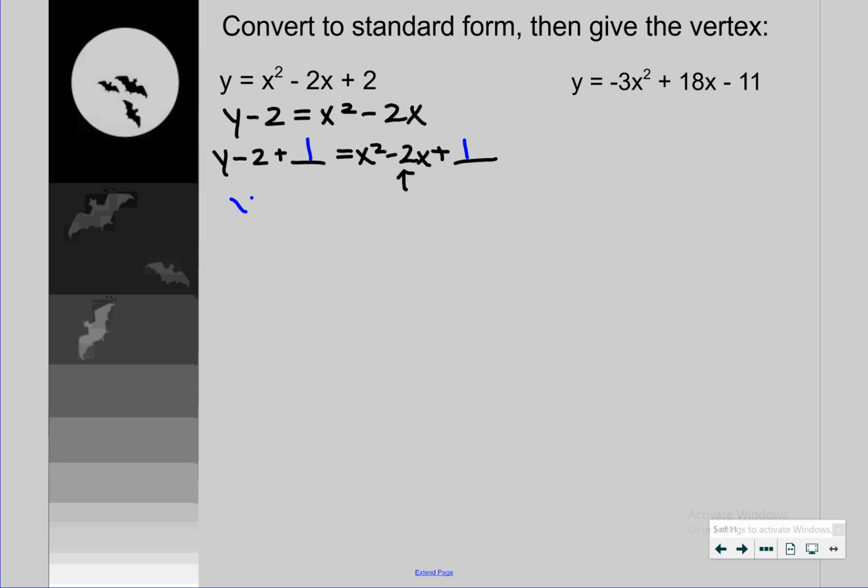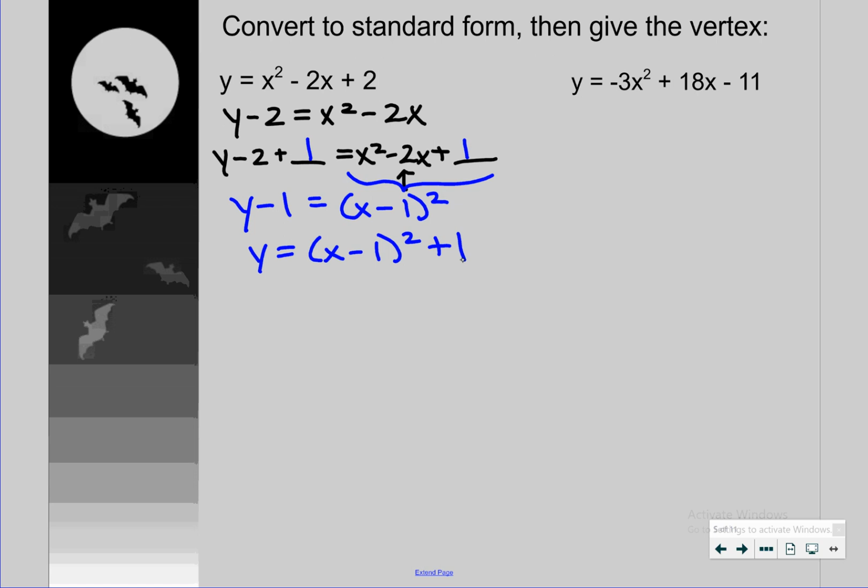That means on the left, I'm just going to have y minus 1. And on the right, this is something that you should be able to factor, and it factors really nicely. What multiplies to 1 and adds to negative 2? Negative 1, negative 1. So I could write x minus 1, but instead, we're always going to write the parentheses (x minus 1) squared because that's what our vertex form, our standard form, looks like. Last step is just get the y alone. (x minus 1) squared plus 1, and that is your final answer.